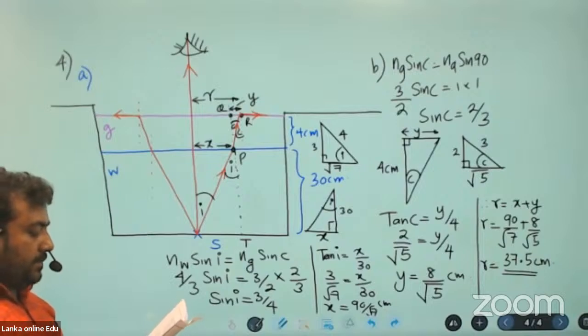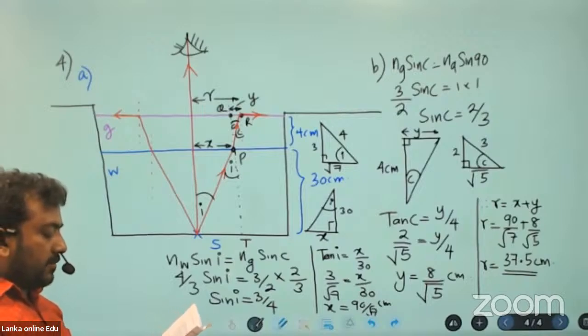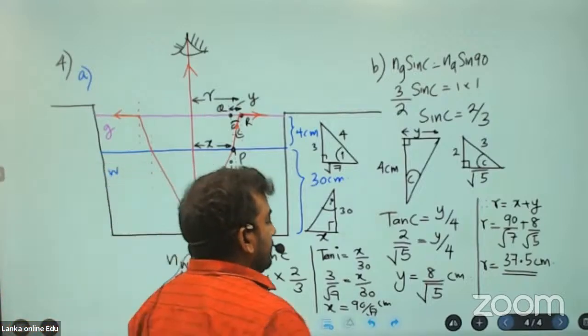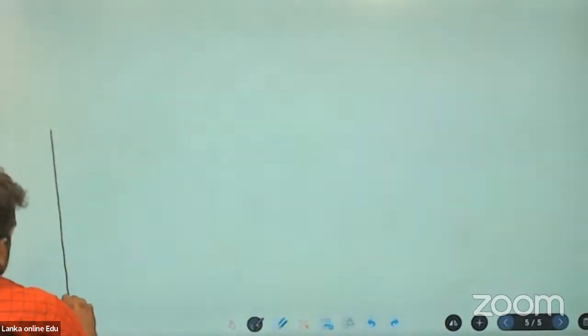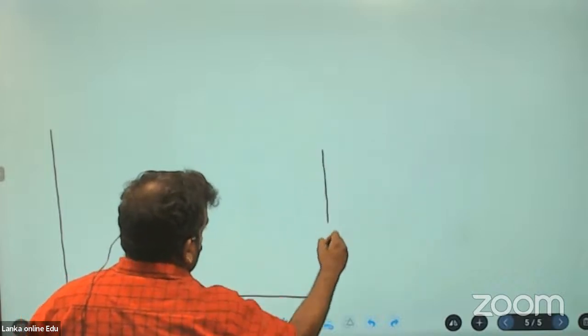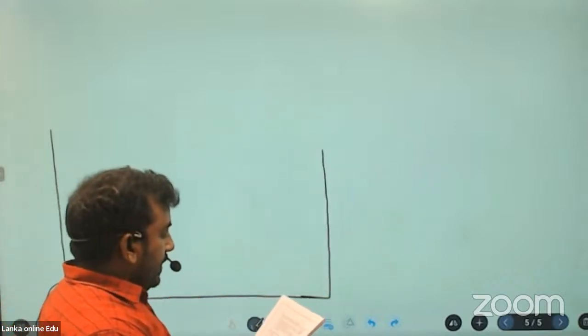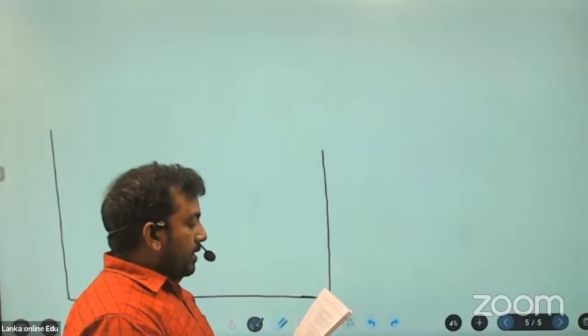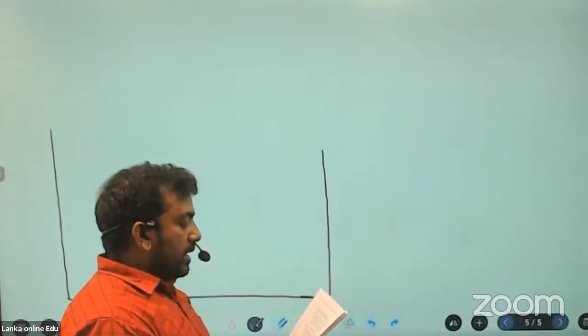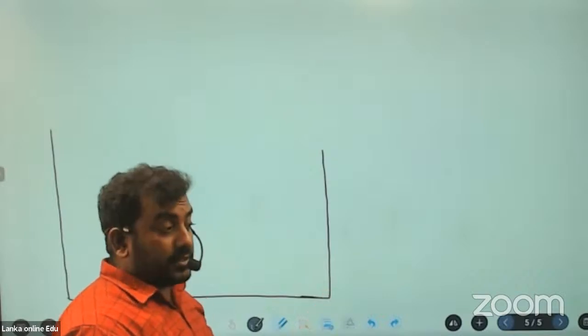Right. Part D. Radius of the pond is 45 centimeter. Calculate the minimum thickness of the water layer mentioned in part C. Actually, now you can draw this a bit bigger. What are they asking? If the radius of the pond is 45 centimeters, calculate the minimum thickness of the water layer. You need to make sure the light patch covers the entire top surface.